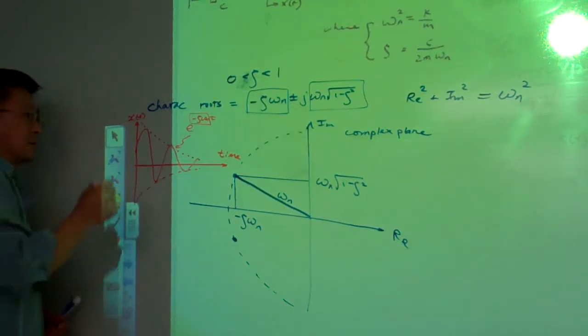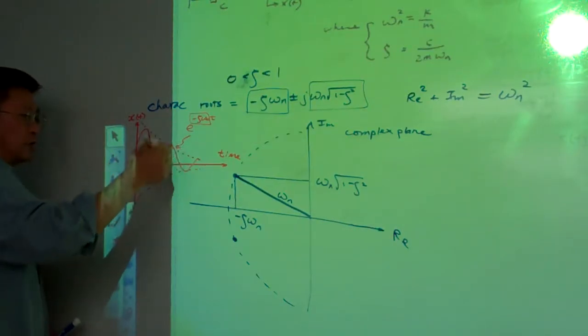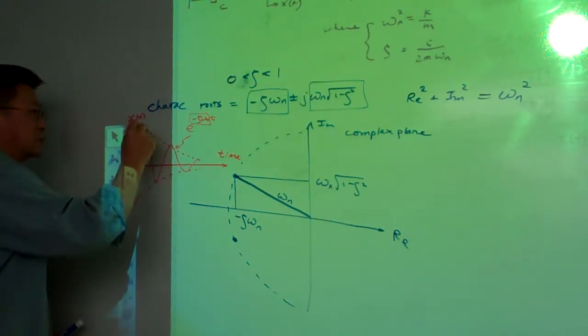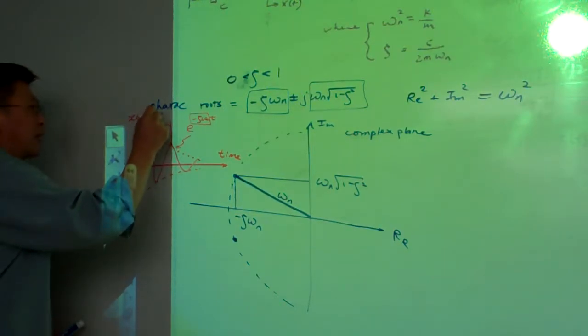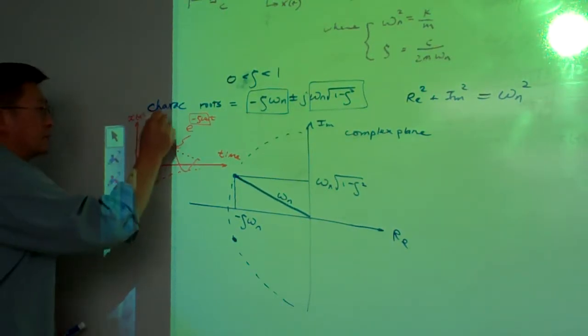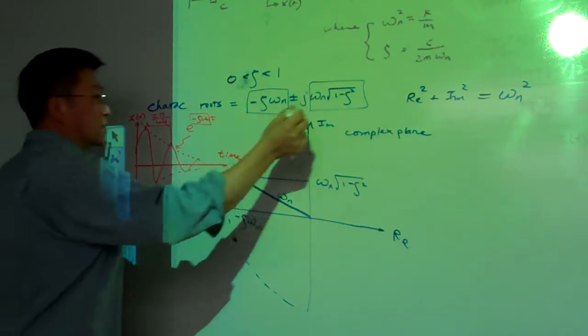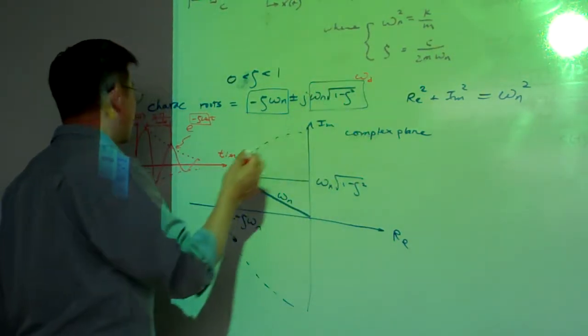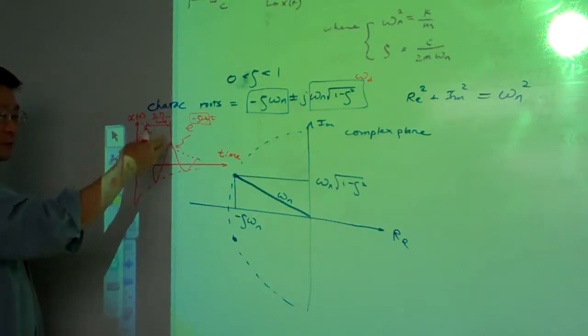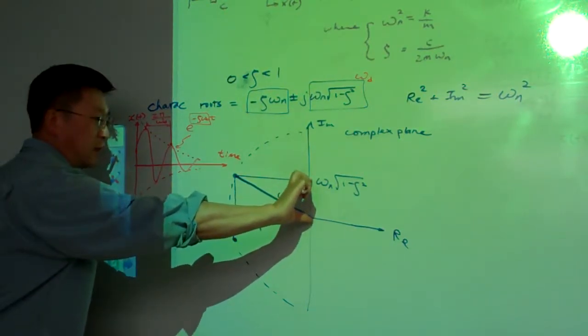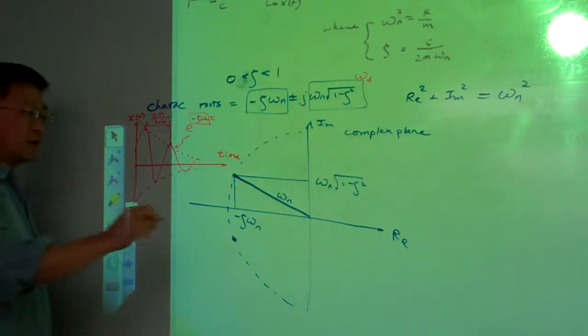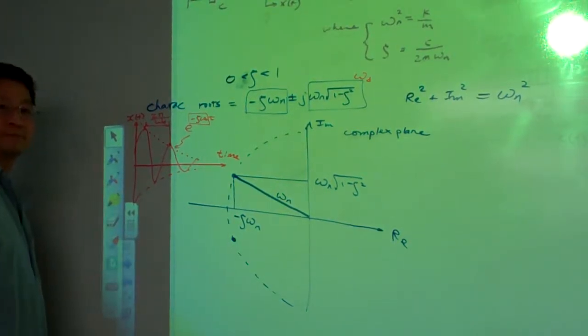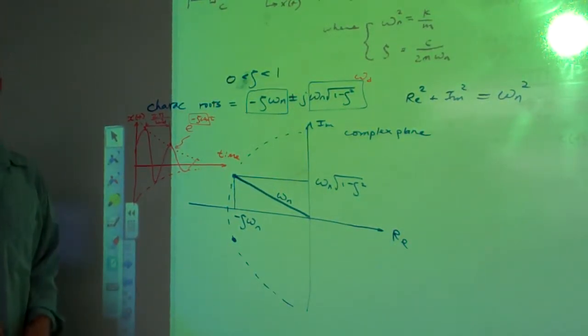the frequency of oscillation is determined by this, 2 pi divided by omega d, right? And actually this is our omega d. So the oscillation frequency is determined by this magnitude, the magnitude of the imaginary part, right? Okay. Any questions so far?